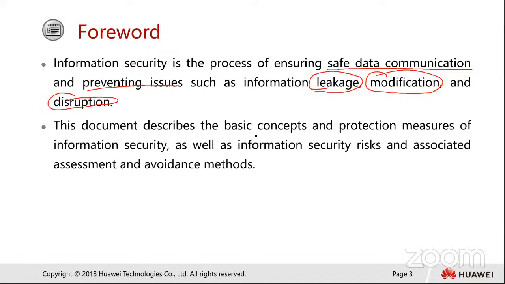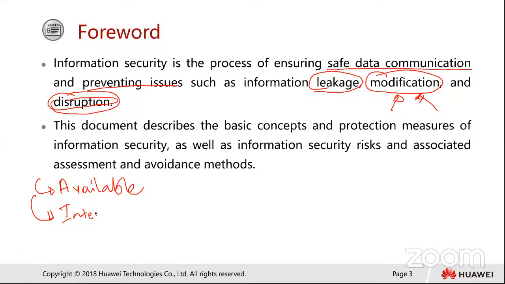So this document describes the basic concepts and protection measures of information security, as well as information security risks and associated assessment and avoidance methods. So we want to look at disruption. Why do we want to prevent issues such as disruption? When there's disruption, you will all know that you won't be able to access your data and it won't be available for you. If your information is modified, and let's say people go there and change numbers and figures, your information will not be true to itself. Therefore, it will lack integrity, right?